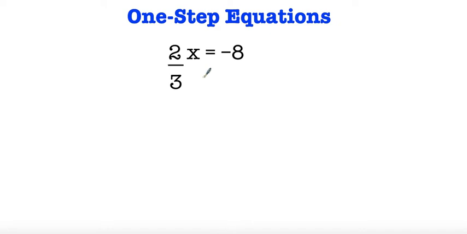And lastly, here we have 2/3 times x is equal to -8. So if we want to get x by itself, remember that we're going to multiply by the inverse, the reciprocal. And the reciprocal of 2/3 is 3 over 2. So if I multiply by 3 over 2, 3 times 2 is 6. 2 times 3 is 6. 6 over 6 cancels out to 1. So 1x. And then we're going to have to do the same thing on the right side. So since I multiplied the left side by 3 over 2, I have to multiply -8 by 3 over 2.